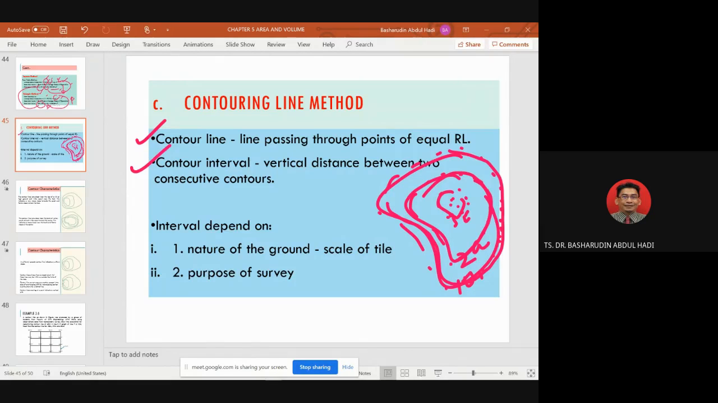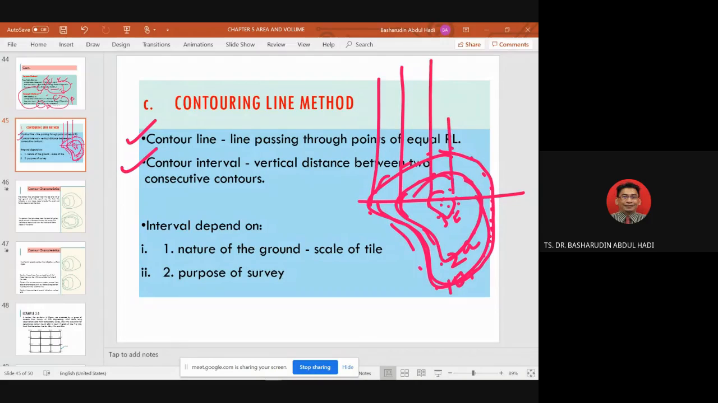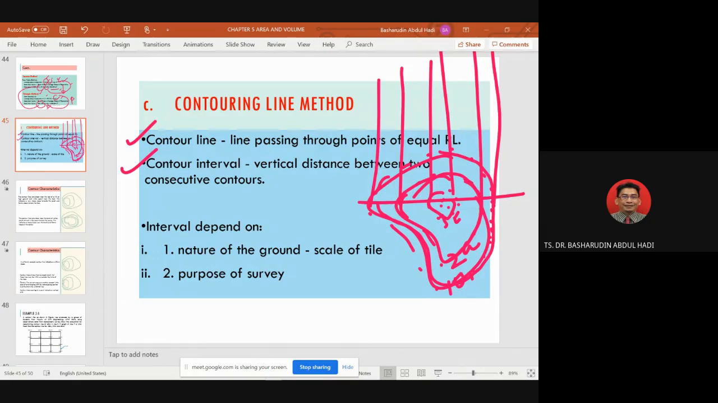Contour interval: the vertical distance between two consecutive contours. If you cut this one and put a line like this, we call it the distance. This one is 100, this one 200, maybe 300, maybe 400 like this. So you have this point and this point, and you can get a shape like this through the contours. This one is vertical, and this one is your distance D. Contour interval: the vertical distance between two consecutive contours.